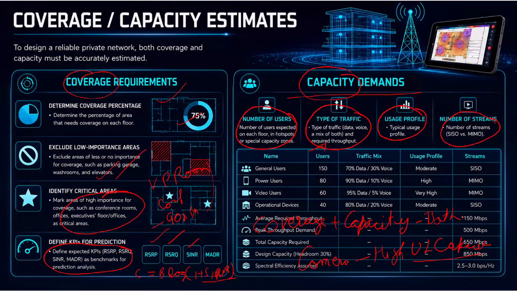So whenever you're designing a private 5G network, always think about these questions together. Can we provide enough RF coverage? Can my network support the expected number of users, devices, applications, and traffic as well? So we can't separate capacity from coverage, at least in case of private networks.